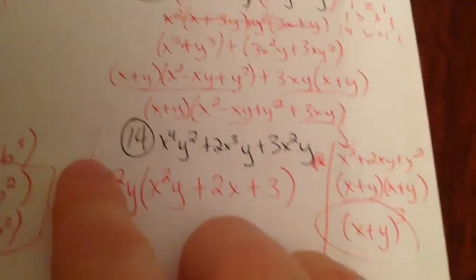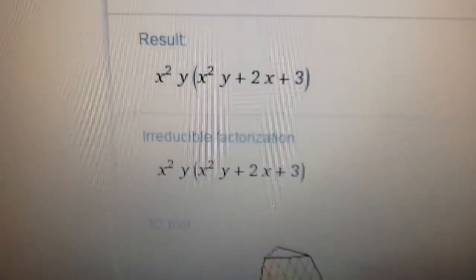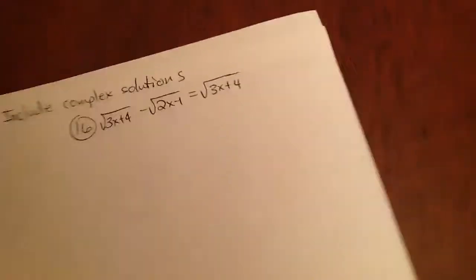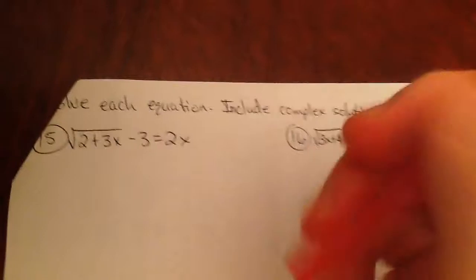Yeah, that really was it for that one. I looked it up. Irreducible factorization. We had the right answer, so that makes me feel better about life. Let's see, solving equations now. Include complex solutions. Some of these are really long. Should have some extra paper here, but I don't. So, this one's pretty simple.